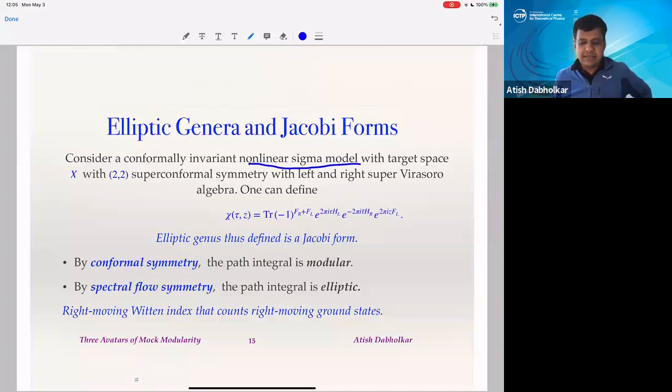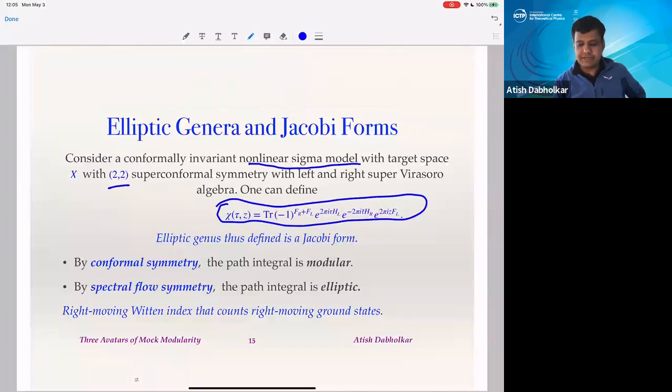and therefore the beta functions are 0, and it's a conformally invariant nonlinear sigma model. And then you can define this trace in the conformal field theory, which has a left moving and right moving super conformal symmetry, which means that in addition to your T and T bar, which are the Virasoro generators, the energy momentum tensor, you also have currents J left and J right. And there you can define their charges to be F left and F right.